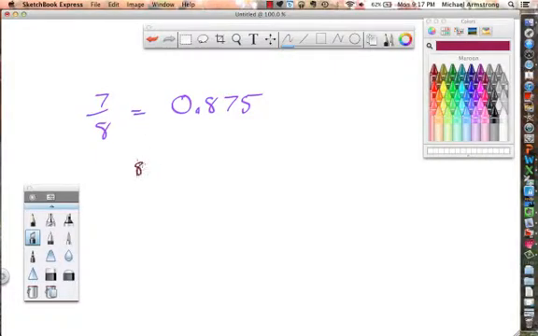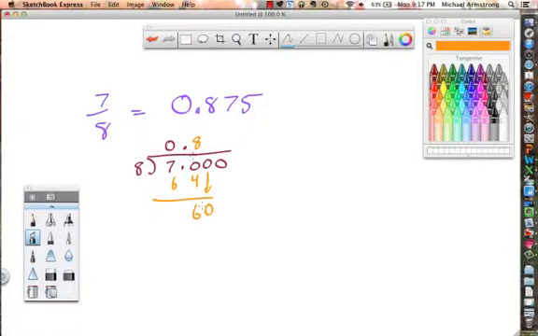7/8 is 8 into 7, or 7 divided by 8. And I'm going to go ahead and put 3 zeros out and prove it to you. 8 goes into 7 0 times. Change colors here. 8 goes into 70 8 times. 8 times 8 is 64. And 70 take away 64 is 6. And bring down the 0.